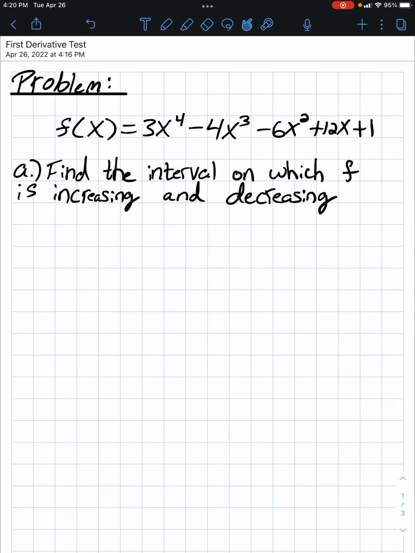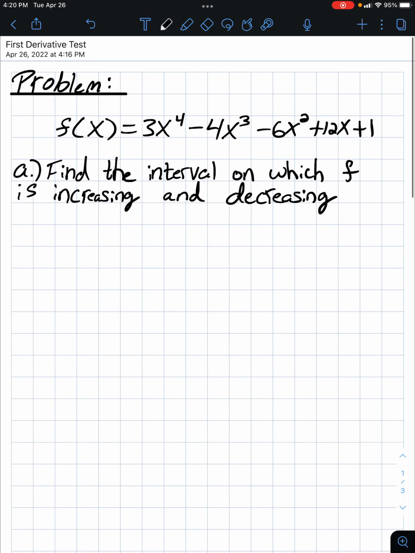Welcome back. Hopefully you're able to solve this problem. Now, let's work on it together. So in part A, we need to find the interval on which f is increasing and decreasing. So to do that, we're going to have to find our critical points for our function. To find our critical points, we need to set f prime of x, our first derivative, to 0.